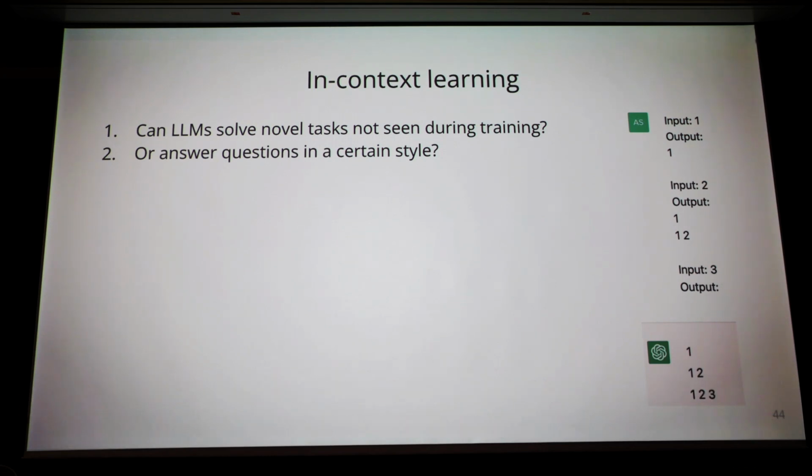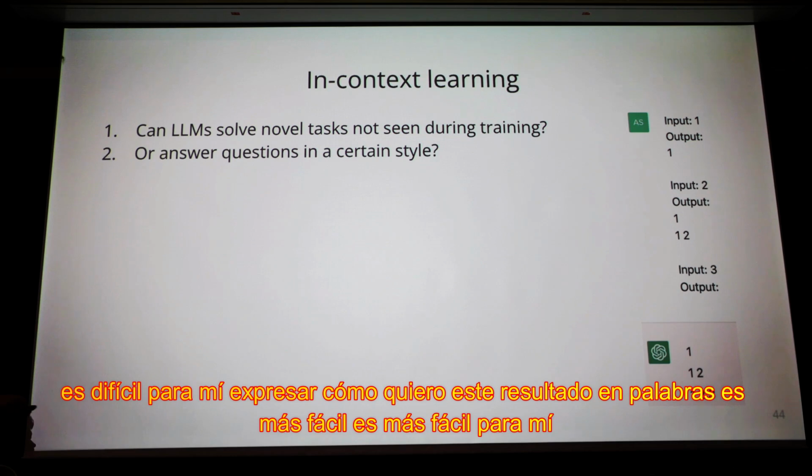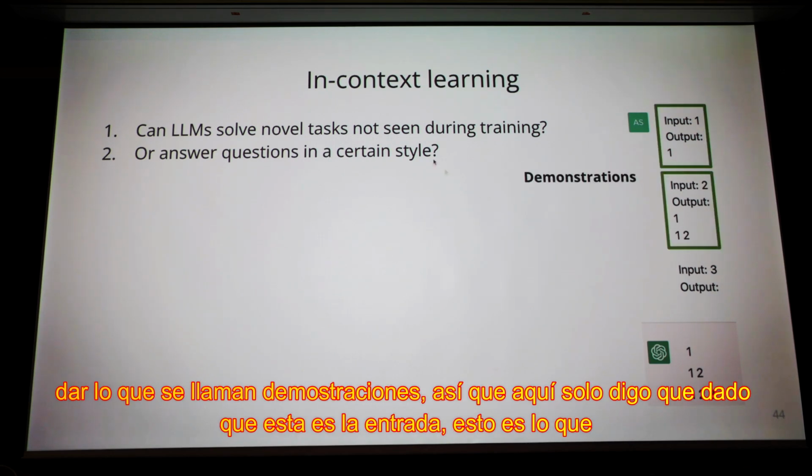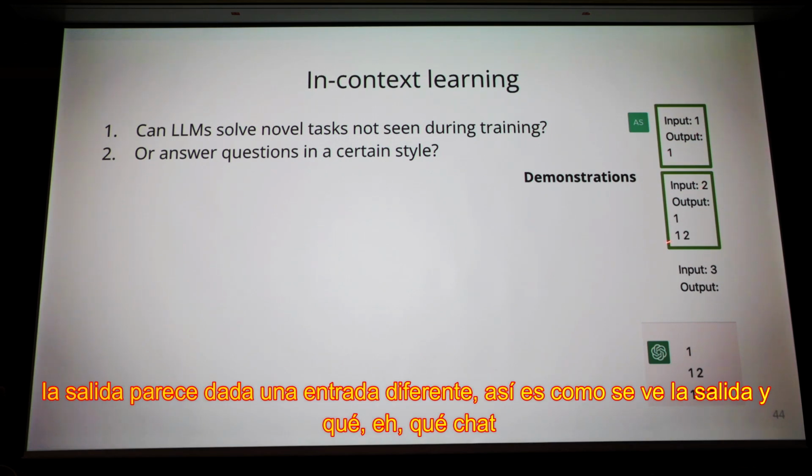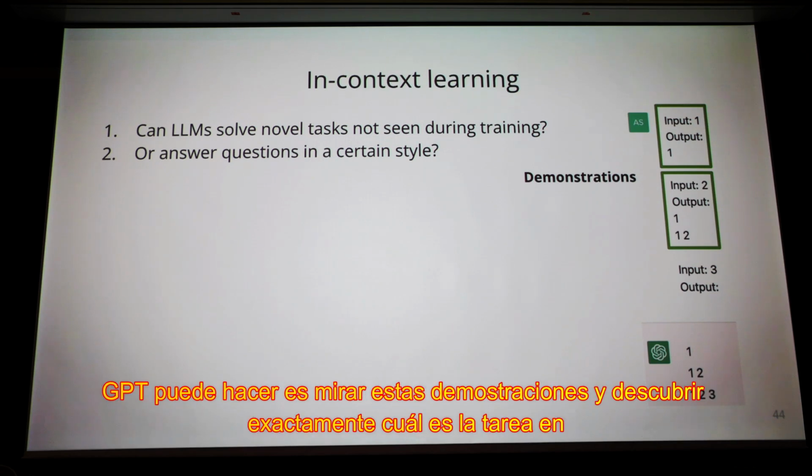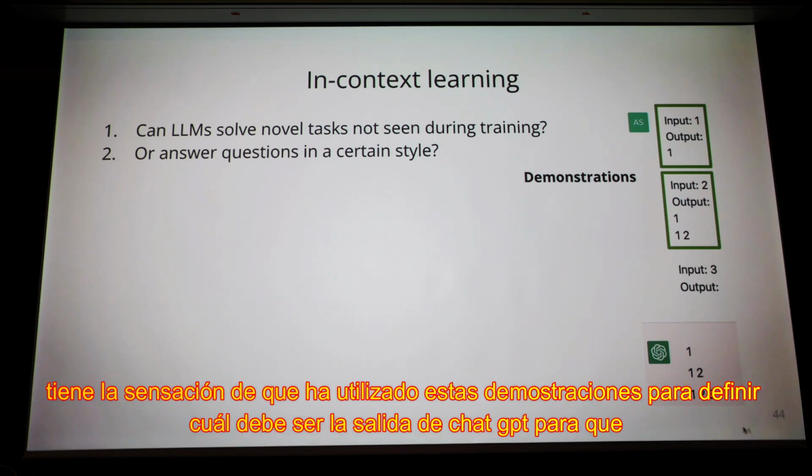Now it's hard for me to convey how I want this output in words. So it's easier for me to give what are called demonstrations. Here I just say that given this is the input, this is what the output looks like. Given a different input, this is what the output looks like. And what ChatGPT is able to do is look at these demonstrations and figure out exactly what the task is. So in some sense, you've used these demonstrations to define what ChatGPT's output should be.